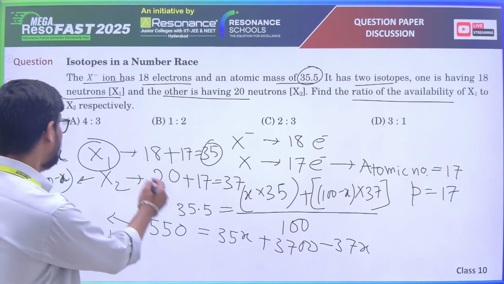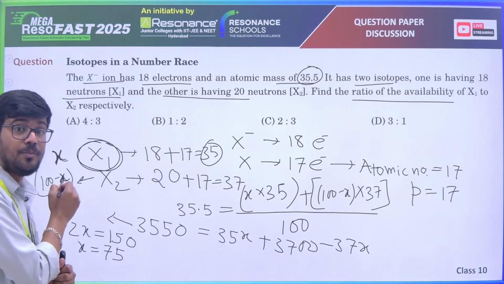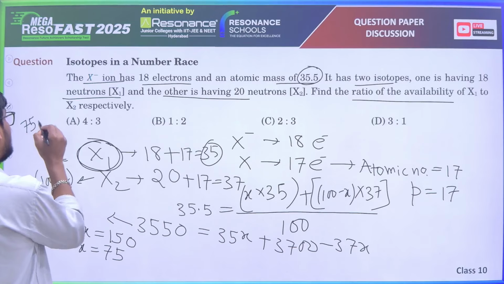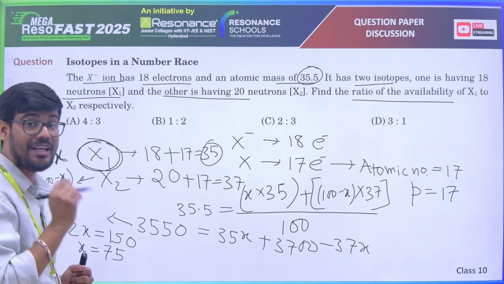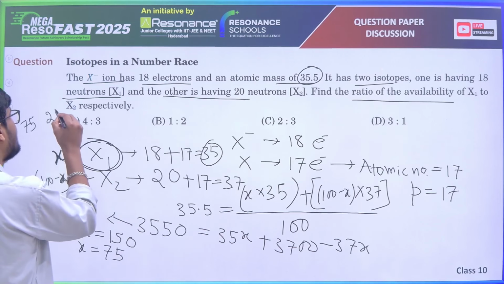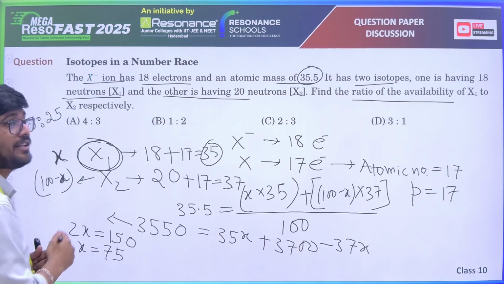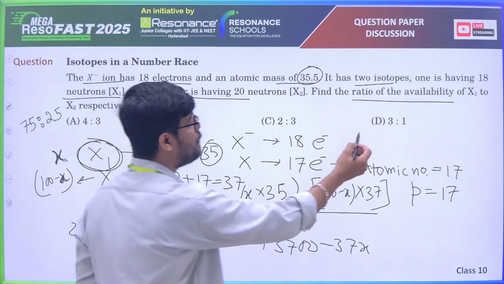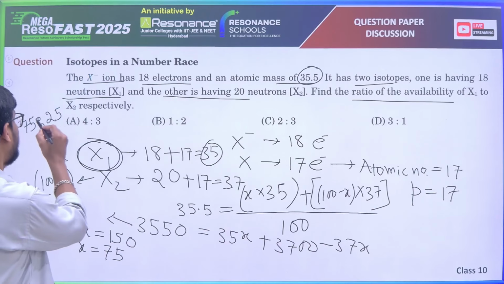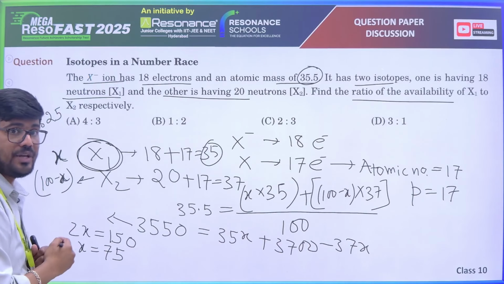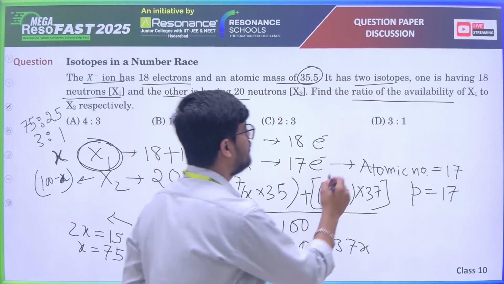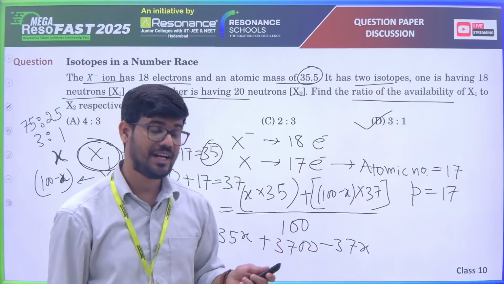That means the abundance of the X1 isotope is 75. For the X2 isotope, the abundance is 100 minus x, which is 25. So we have to find the ratio of X1 to X2. X1 is 75, X2 is 25, so that means 3:1. This is our answer, which is option D. So option D is the correct one.